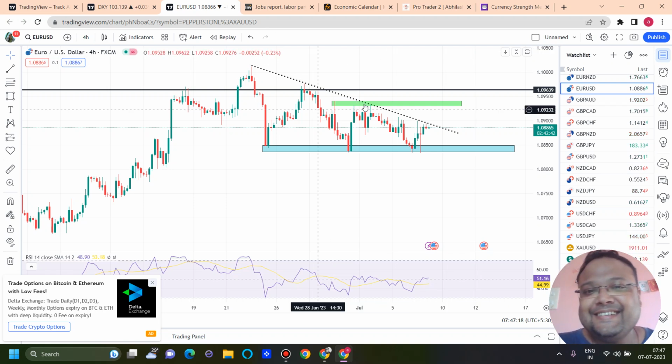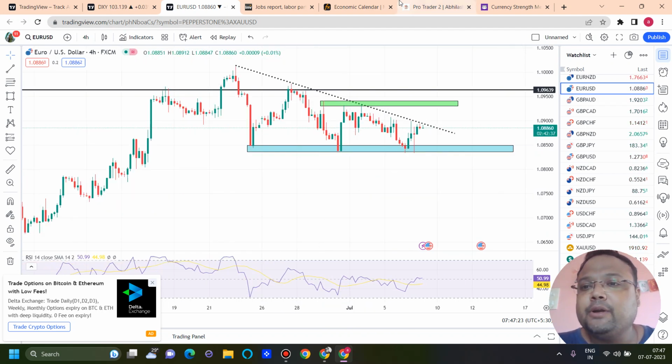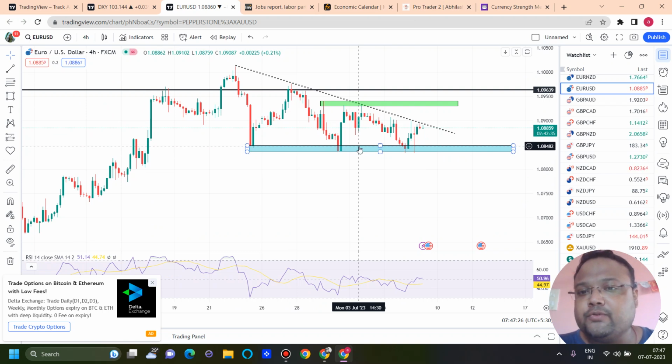Okay. So on the chart of Euro USD, we can clearly see that the market is beautifully respecting the support levels we have been discussing.